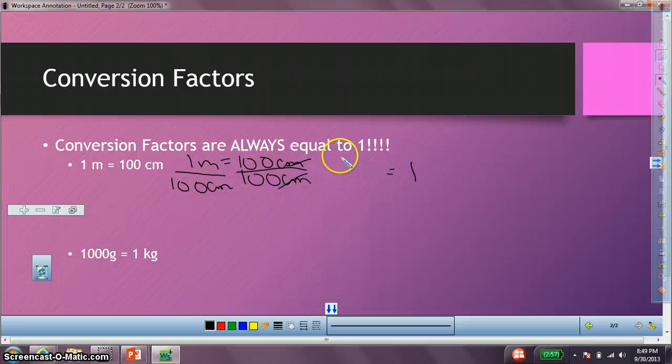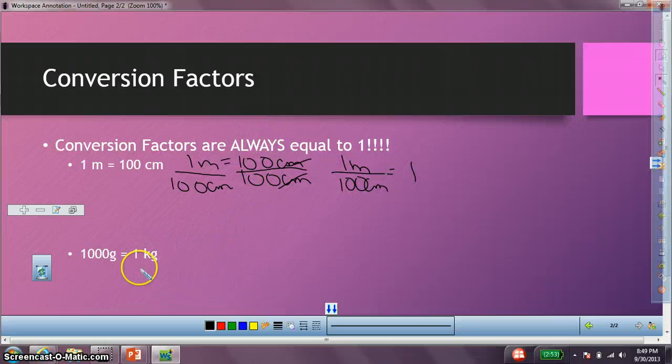And on the left side, we're left with 1 meter over 100 centimeters. This is called a conversion factor, 1 meter over 100 centimeters. It's a fraction that's equal to 1. And we can use it to convert from centimeters to meters.